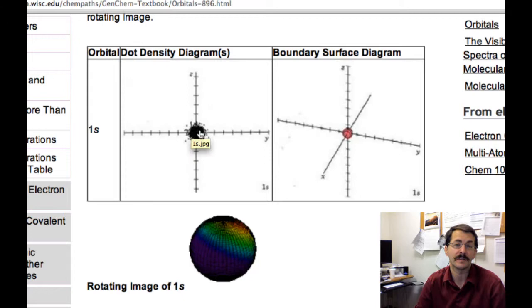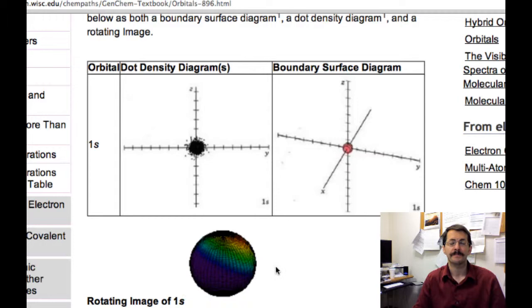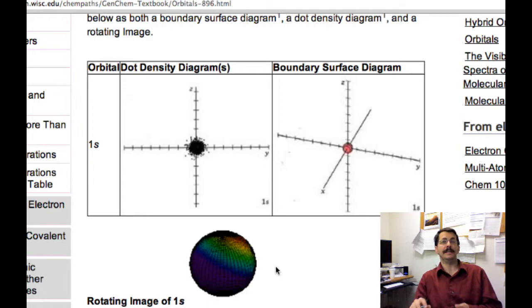So another illustration of this, you can plot the distribution as dots, similar to our previous picture. Or you say, I'm going to say 90% of the electron density. If I have the probability of finding the electron here 90% of the time, it looks like a sphere, which is exactly what it does. In other words, it has a spherical electron distribution. All s orbitals look like this. They have this spherical electron distribution.